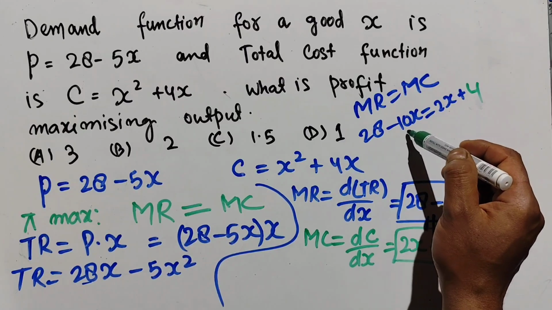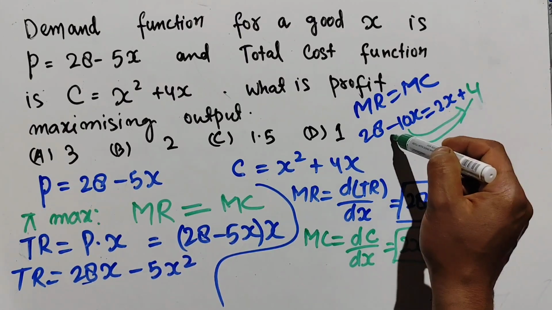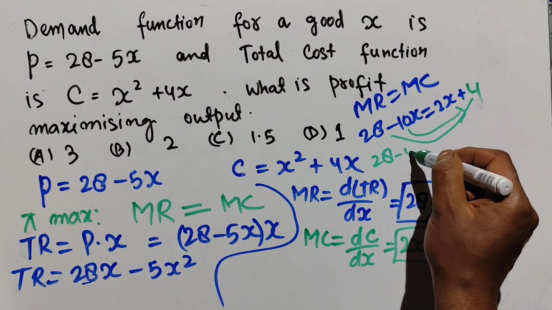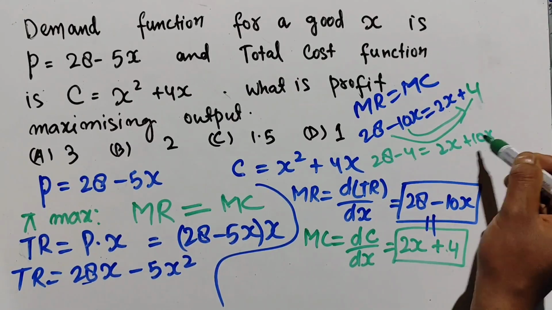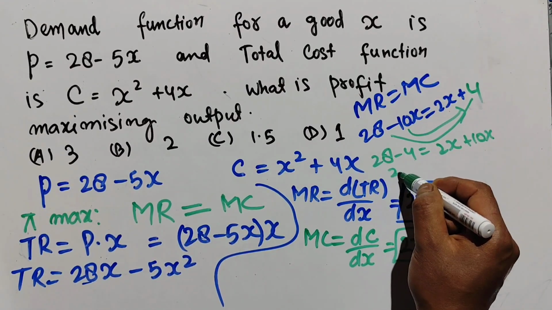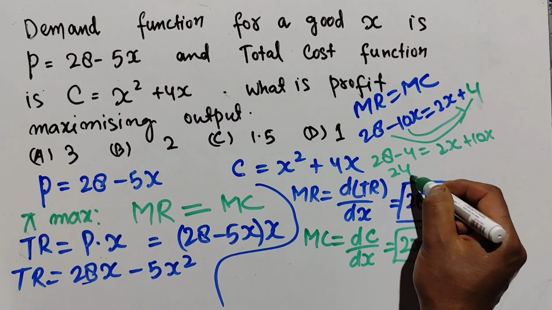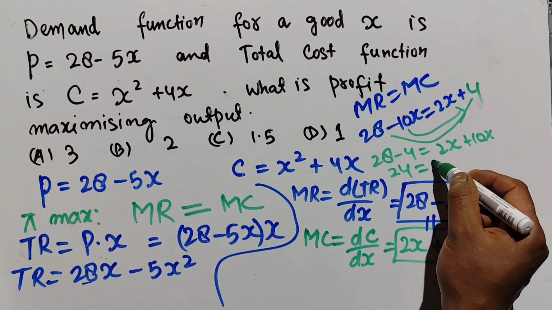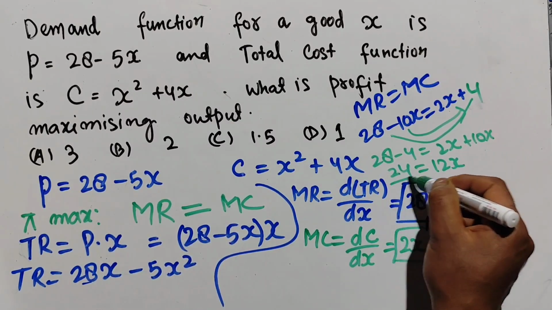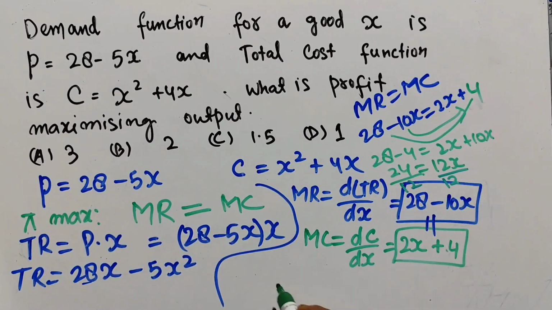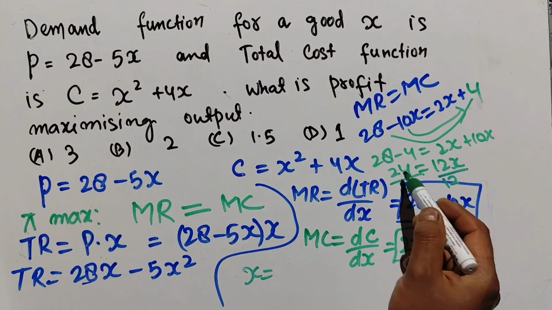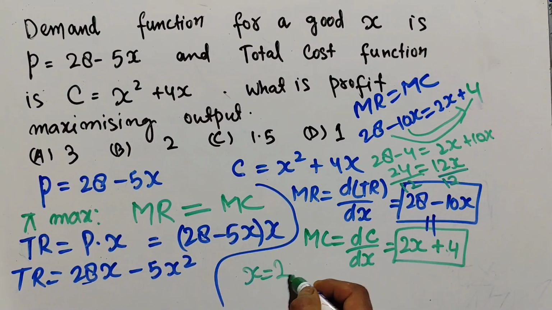Now transpose this minus 10x here and this 4 here, so we get 28 minus 4 is equal to 2x plus 10x. 28 minus 4 is 24, and 10x plus 2x is 12x. Dividing both sides by 12, we get x is equal to 2. That means the profit maximizing level of output will be equal to 2.